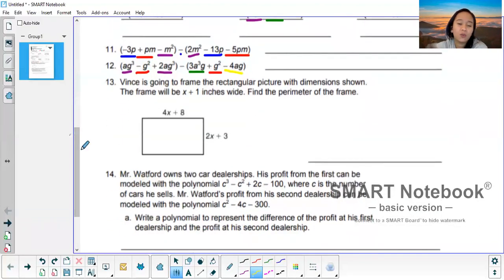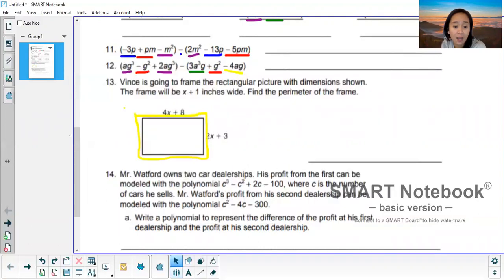Now let's have this one. So Vince is going to frame the rectangular picture with dimensions shown. The frame will be x plus 1 inches wide. So find the perimeter of the frame. So if you're going to make the frame, well, it's not perfect, but that's not bad. So that means you're going to have 4x plus 8. It's the perimeter.